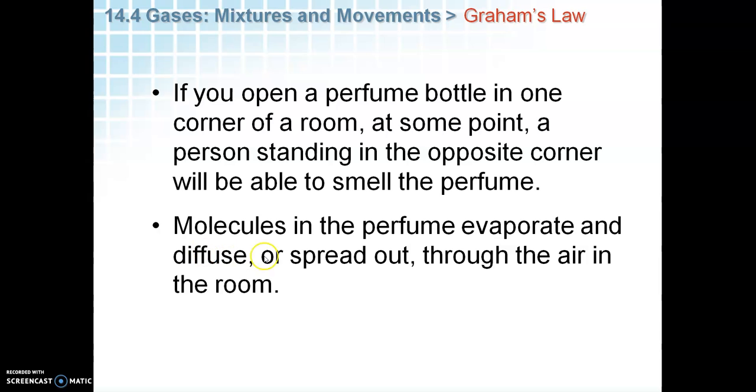Now, diffusion is the spreading out of gases through the air. Specifically gases. It could be diffusion of like a dye through water or something like that too. But for our purposes here, we're worried about diffusion of a gas through the air. That's going to be governed by, well, the motion of the molecules. If the molecules of the gas are moving around really fast, then they're going to diffuse quickly and get to you quickly. If the molecules are moving very slowly, they're going to obviously get there a lot more slowly.